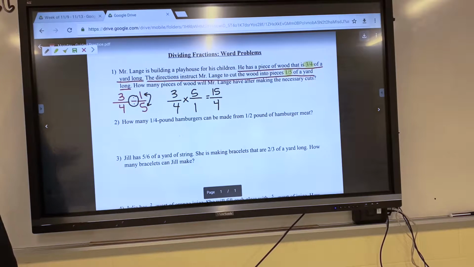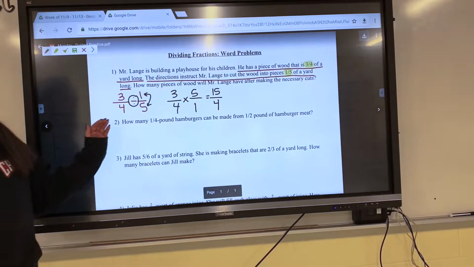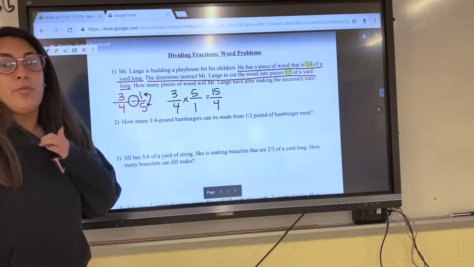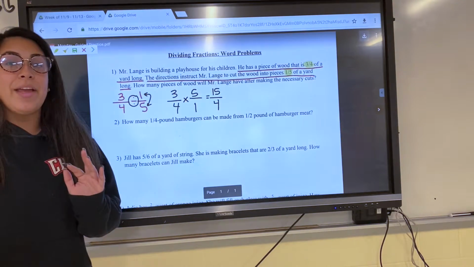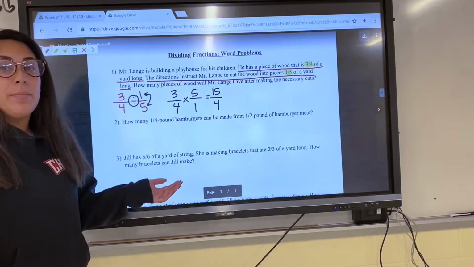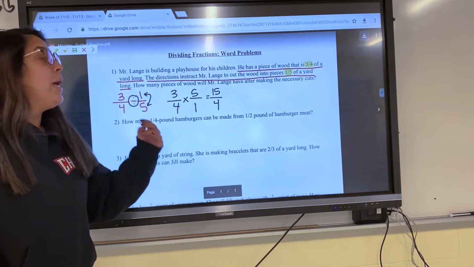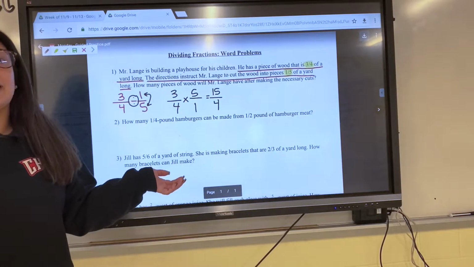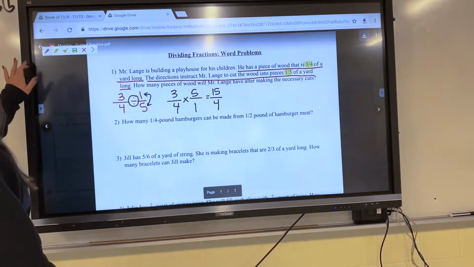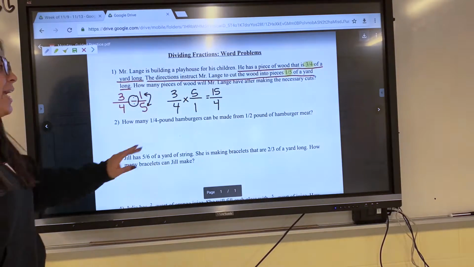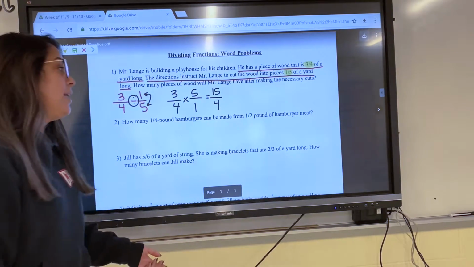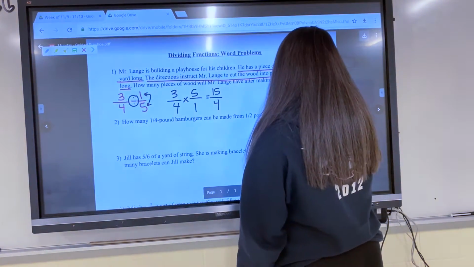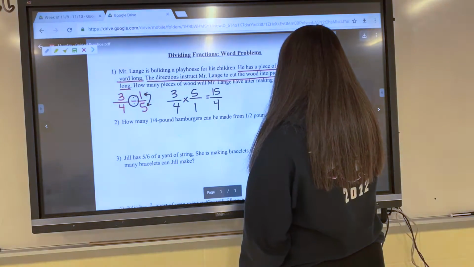Now, before I do anything, I want to see if I can simplify or reduce 15/4. So I'm looking at 15/4, and I know based off of my math facts that they do not have a number in common for me to divide them by. So they're already simplified, but we can't leave our answer as an improper fraction. So we have to make this into a mixed number. To do that, we need to divide. So over here, I'm going to do 15 divided by 4.